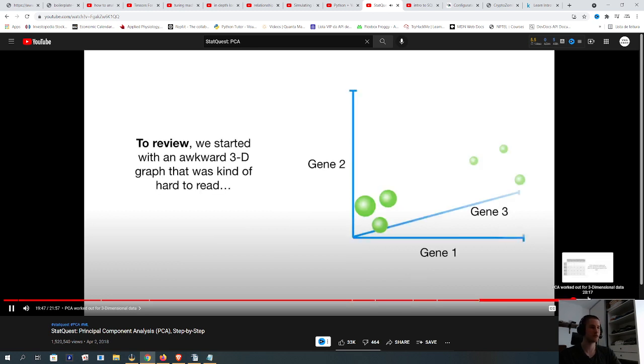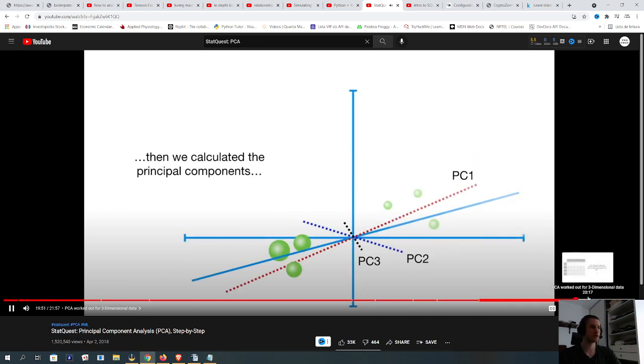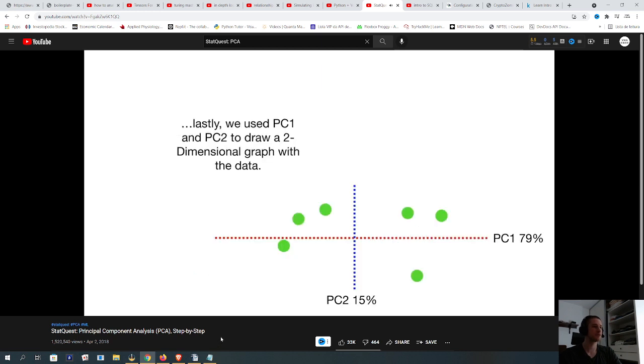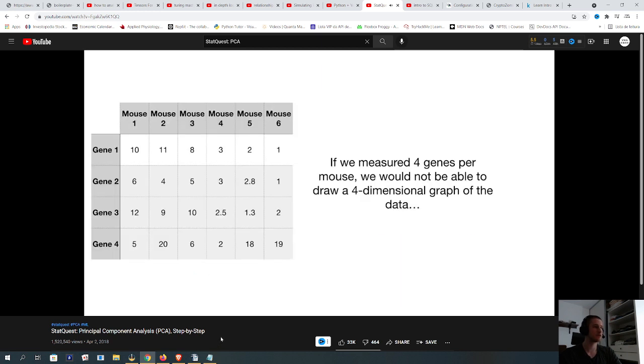To review, we started with an awkward 3D graph that was kind of hard to read. Then we calculated the principal components. Then, with the eigenvalues for PC1 and PC2, we determined that a 2D graph would still be very informative. Lastly, we used PC1 and PC2 to draw a 2-dimensional graph with the data. If we measured 4 genes per mouse, we would not be able to draw a 4-dimensional graph of the data.